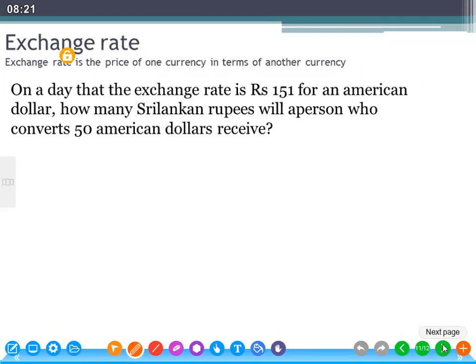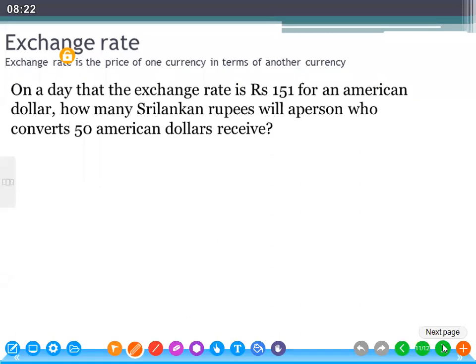So this exchange rate is not a constant value. It will be changed according to various reasons every day. So take your textbook and look at page 10, there you can see the exchange rate table. For the questions, they will give the exchange rate. So the exchange rate is not a constant value. According to the question, you can answer it. So read the question.